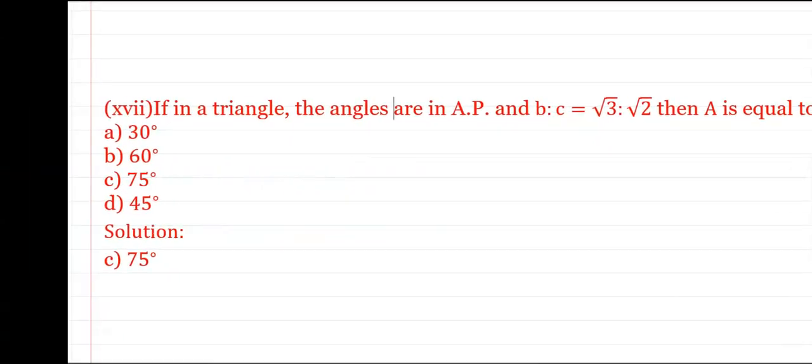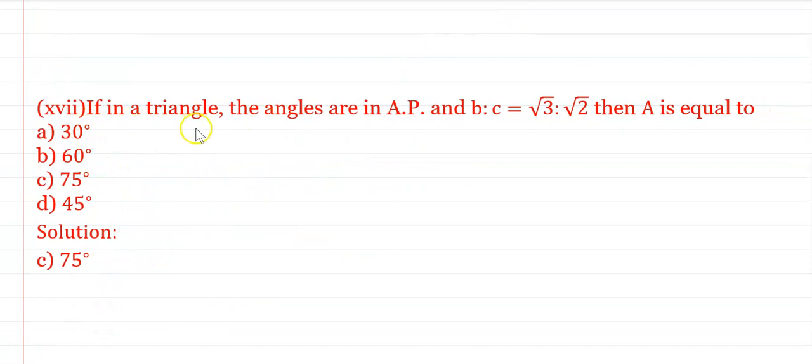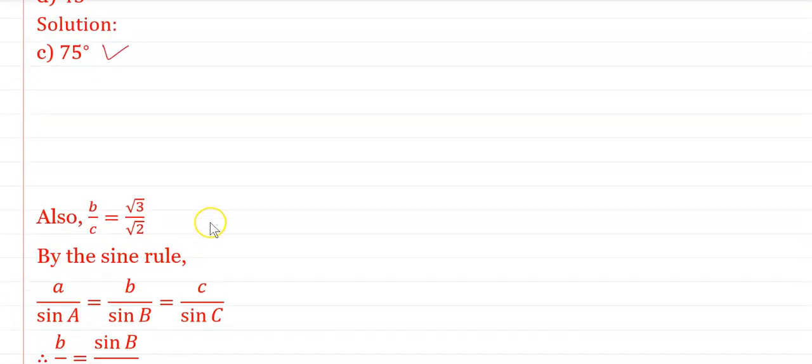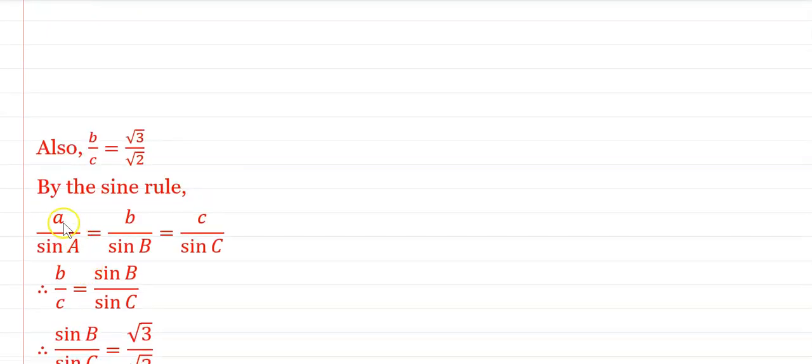I will repeat again. If in a triangle the angles are in AP and B to C is root 3 upon root 2, then angle A is equal to, the correct option is A, 75. Now how to find it? By using the sine rule. B to C is root 3 by 2. Therefore, by the sine rule, we want to find out the angle A.